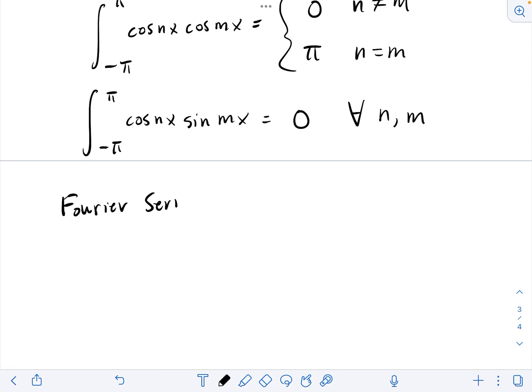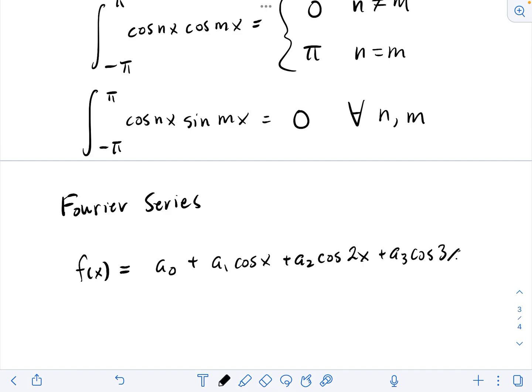It says that if you have a periodic function f of x, so periodic on minus pi to pi, then that function, no matter what it is, can be expressed as a0 plus a1 cos x plus a2 cos 2x plus a3 cos 3x, and this just keeps going, plus b1 sine x plus b2 sine 2x plus b3 sine 3x, and so on.